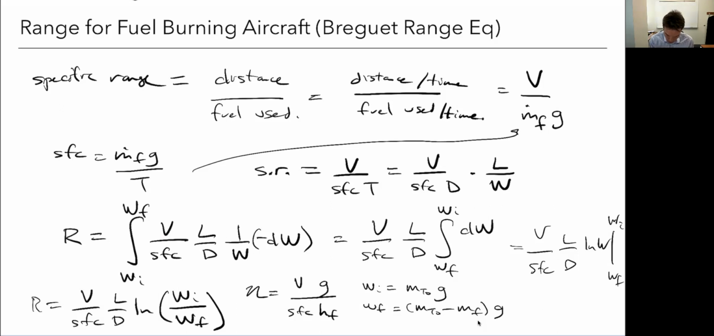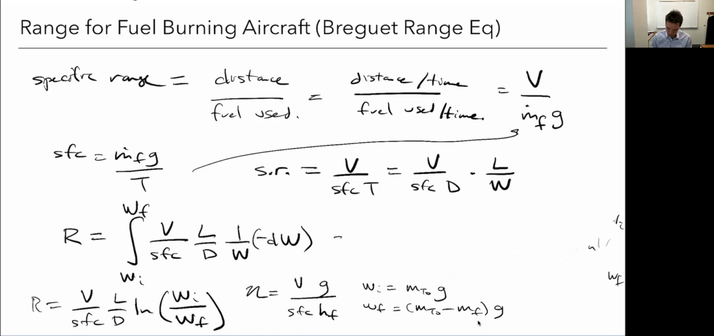I ran out of space here, so I'm going to erase this stuff to make some room. Sorry about that. It's a bit messy here.